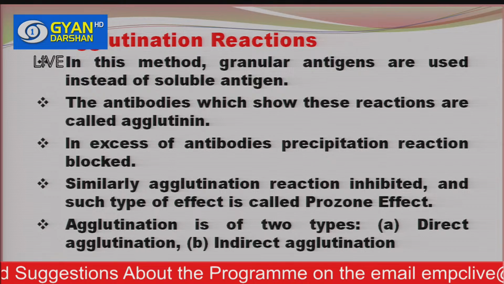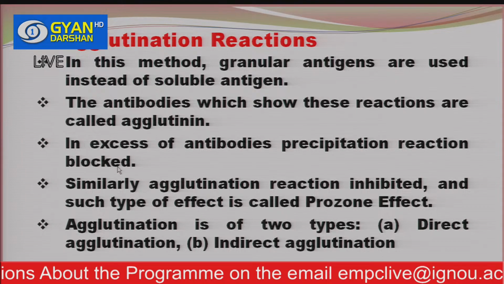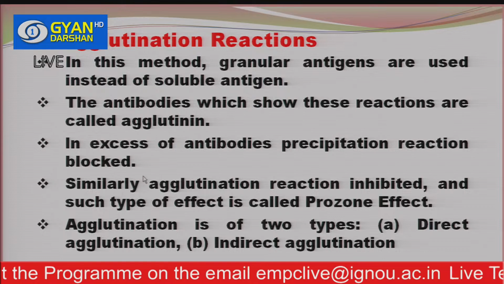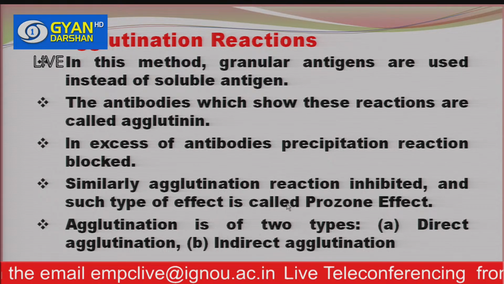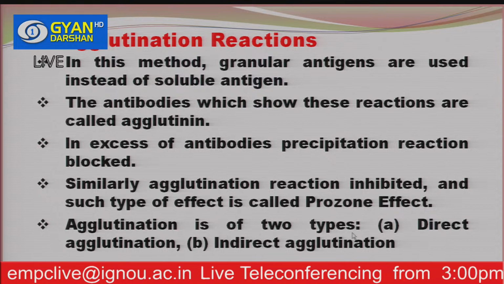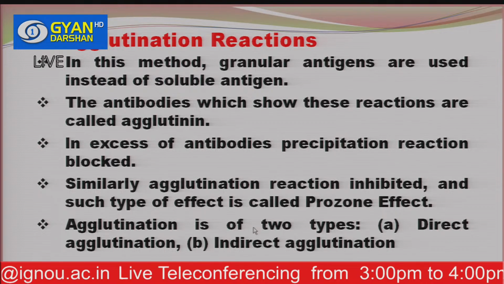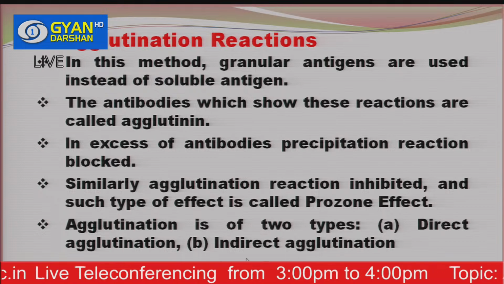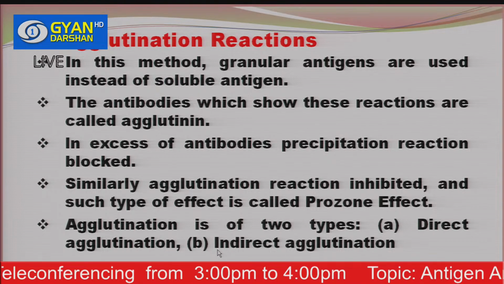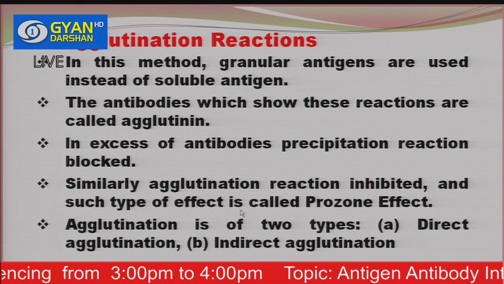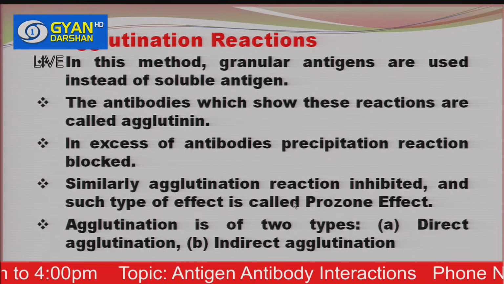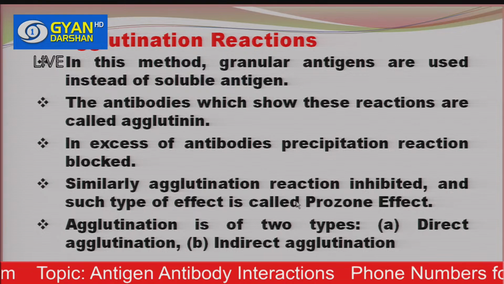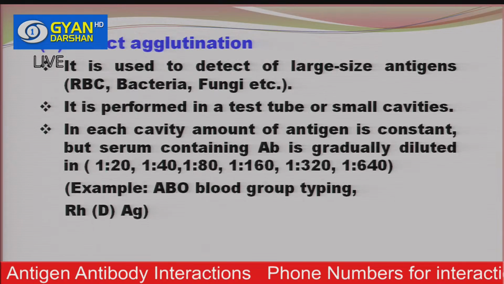In excess of the antibody, the precipitation reaction is blocked, and similarly the agglutination reaction is inhibited. Such an effect is called the prozone effect. Agglutination is of two types: one is direct agglutination, another is indirect agglutination. So you can classify it in two ways.